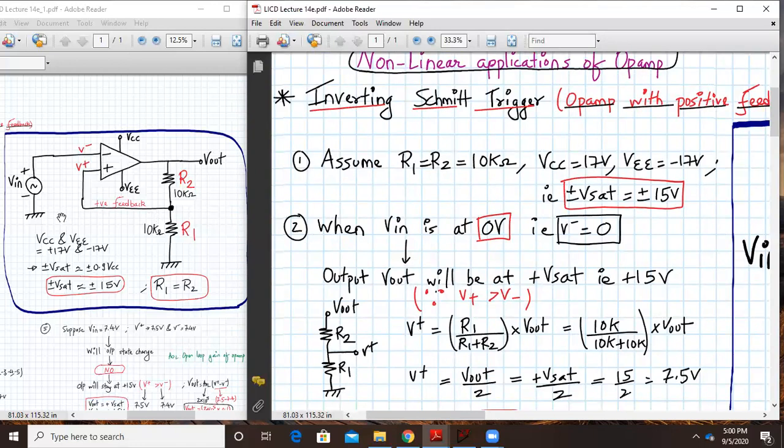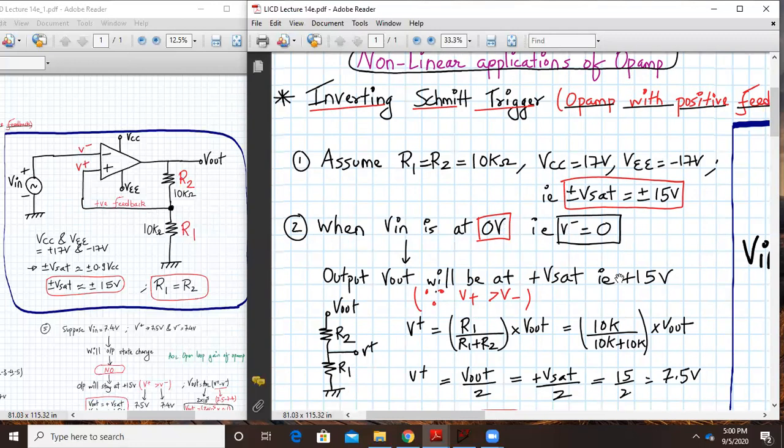Now remember, V in can be a sine wave or can be the output of a sensor, which is varying with time. It's a time varying quantity basically. So let's consider it to be a sine wave. Now a sine wave always starts from 0. So that's what we have written over here. When V in is at 0 volts, that means V minus will be at 0, and the output will be at plus VSAT.